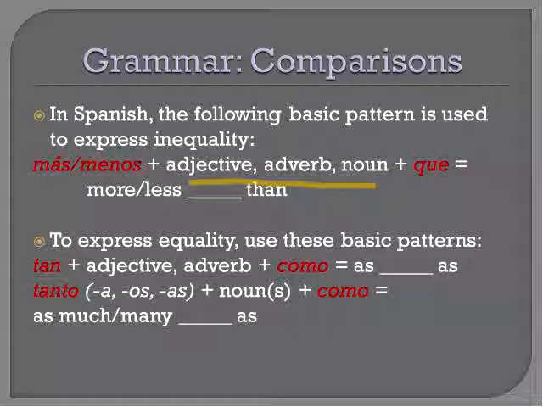Then this pattern right here is when you're referring to things being equal, the same. Tengo tantos zapatos como mi mamá. O tengo tantos zapatos como mi hermana. Okay? So this one would be as much or as many as.